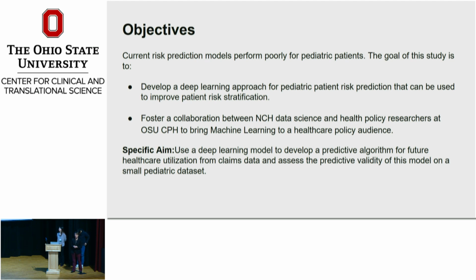So the group that has been doing this machine learning and risk stratification work at Nationwide Children's can publish in the clinical informatics journals and get that known among other people who do your types of research. The question is, because we feel this is really policy relevant, how do we get this information out into a policy audience also? So those were the joint aims of this project. What we did was use a deep learning model to develop a predictive algorithm for future healthcare utilization. We used claims data. We'll tell you a little bit about that in a minute. And then we used our model to assess the predictive validity of our models against some other commonly used risk stratification models in a small pediatric data set.